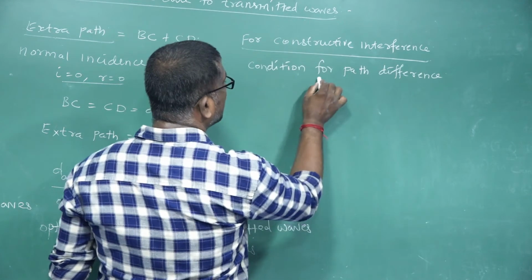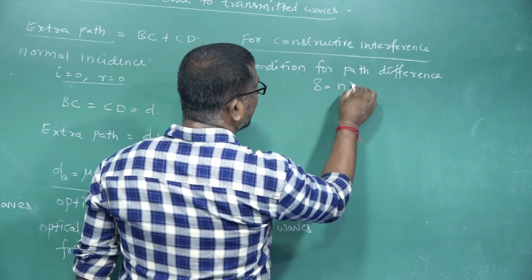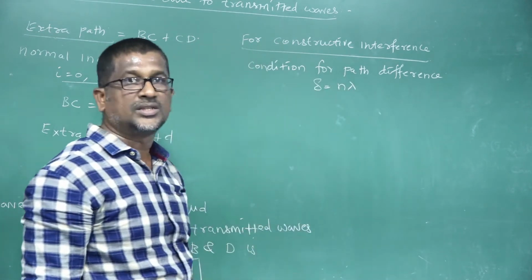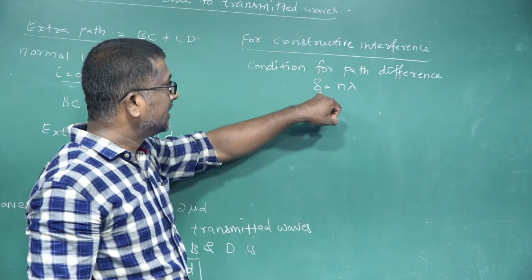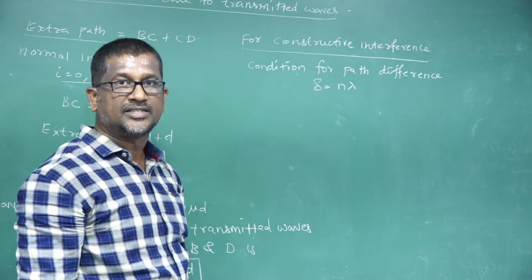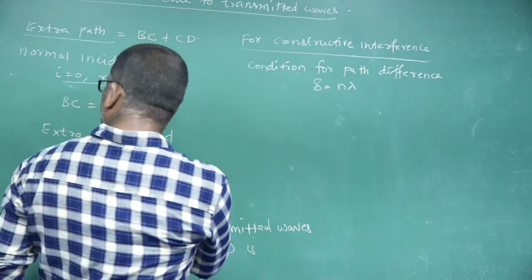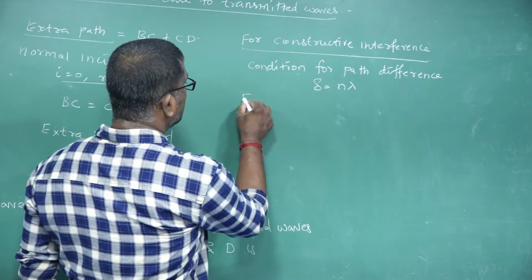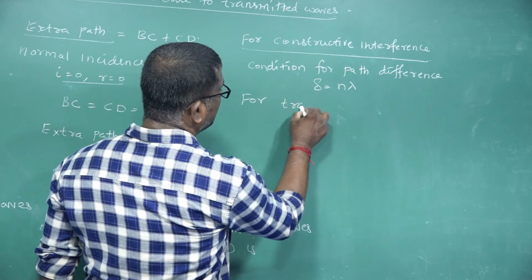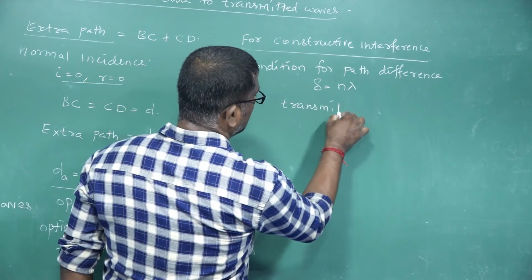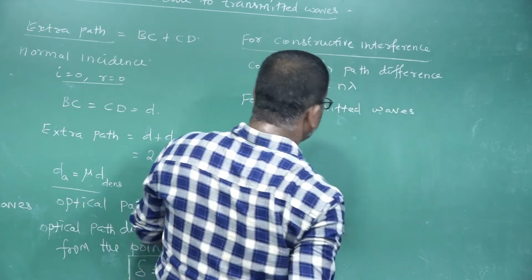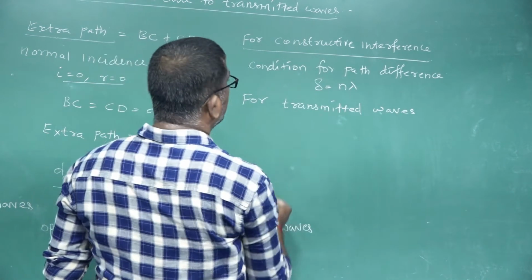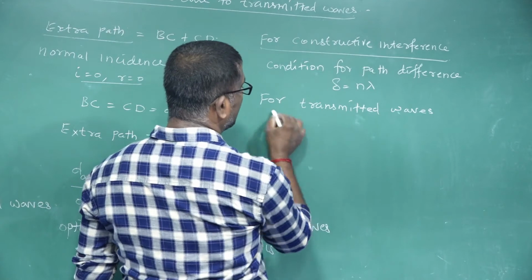Condition for path difference, del is equal to n lambda. So the condition for path difference for constructive interference is del is equal to n lambda. For transmitted waves in the thin film, we need the condition for constructive interference.